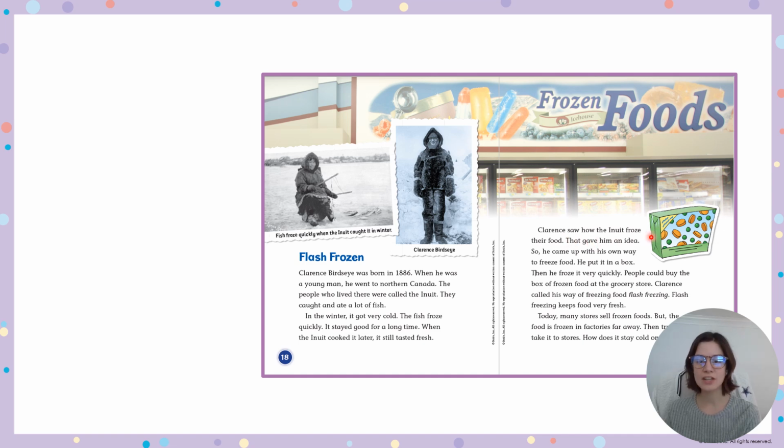Clarence saw how the Inuit froze their food. That gave him an idea. So he came up with his own way to freeze food. He put it in a box, then he froze it very quickly. People could buy the box of frozen food at the grocery store. Clarence called his way of freezing food flash freezing. Flash freezing keeps food very fresh.